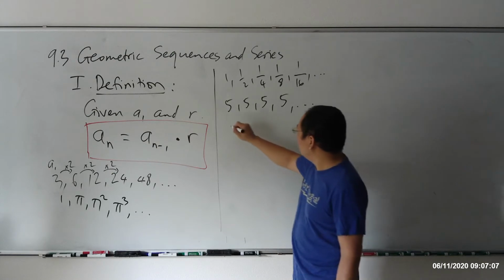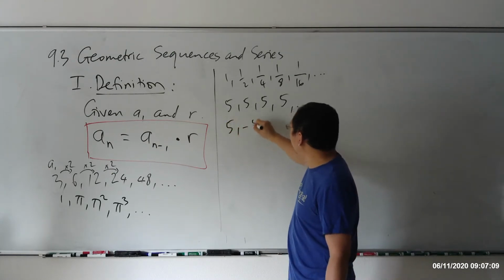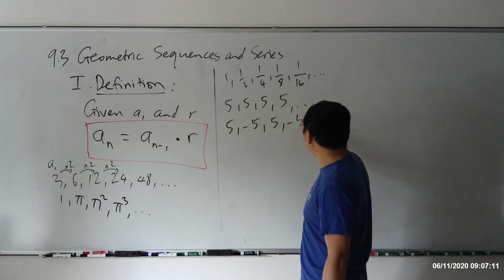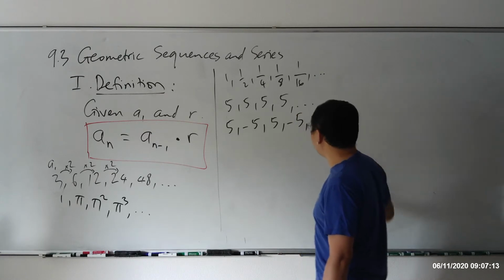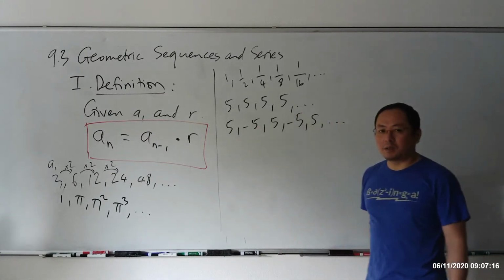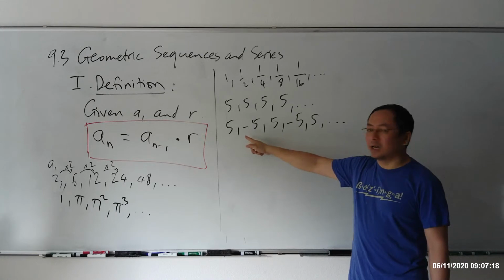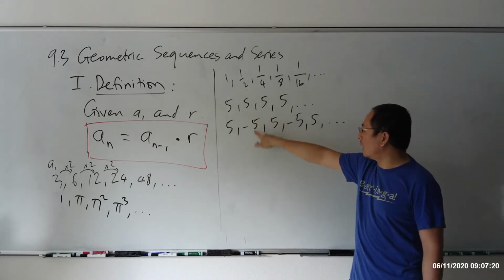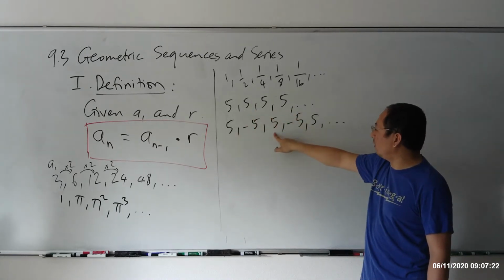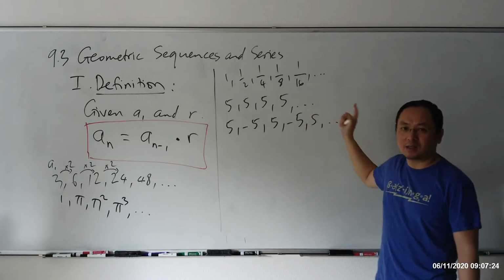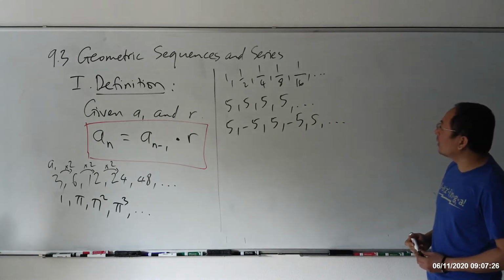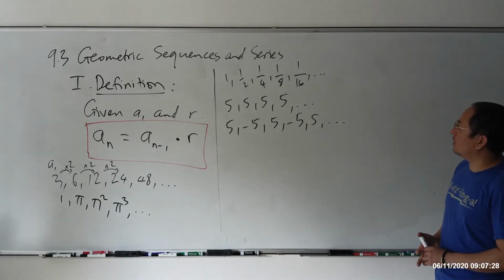How about this? 5, negative 5, 5, negative 5, 5. First term is 5, and the common ratio R is negative 1, right? 5 times negative 1 is negative 5, negative 5 times negative 1 is 5, then times negative 1, negative 5, so forth and so on. Those are geometric sequences, alright?